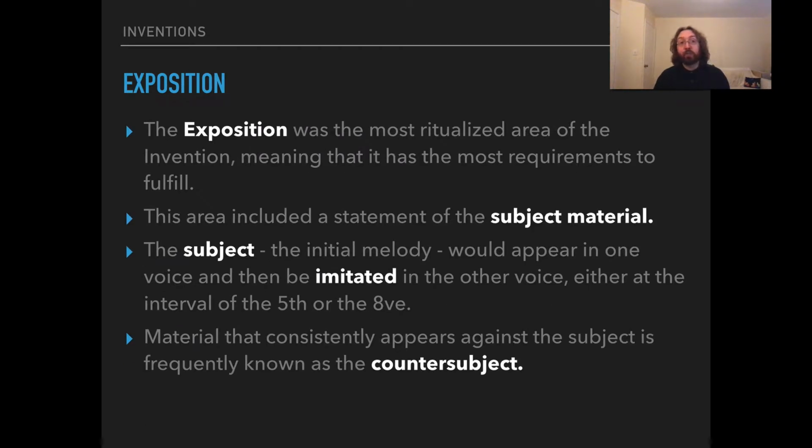The exposition was the most ritualized area of the invention, meaning that it has the most requirements to fulfill. This area included a statement of the subject material. The subject, or the initial melody, would appear in one voice and then be imitated in the other voice, either at the interval of the fifth or the octave. Material that consistently appears against the subject is frequently known as the counter-subject.